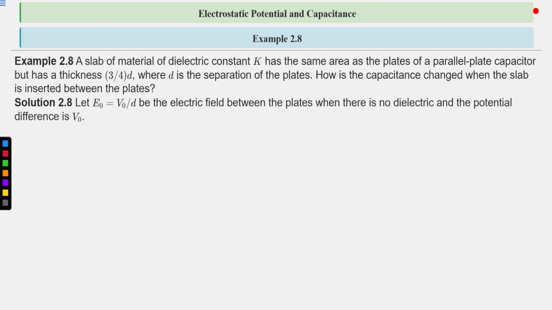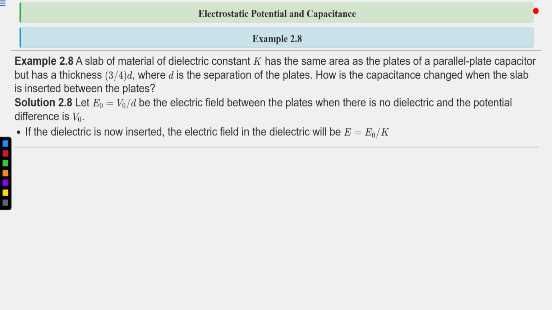So E naught is equal to V naught by D. This is the electric field between the plates when there is no dielectric medium, and the potential difference is V naught. So this is the initial case.